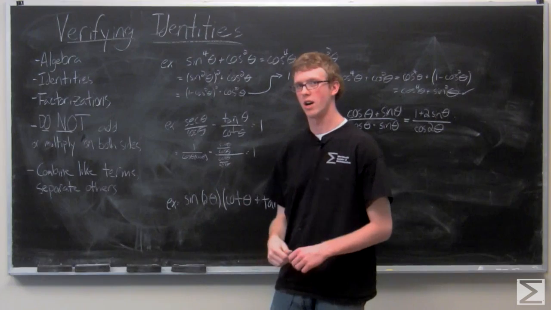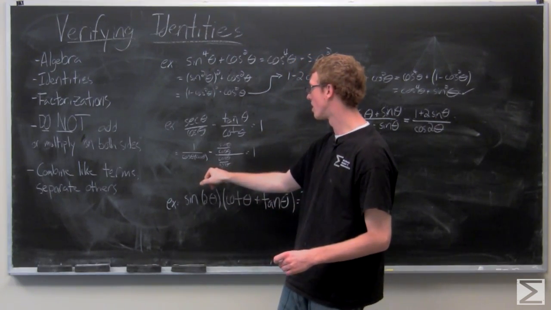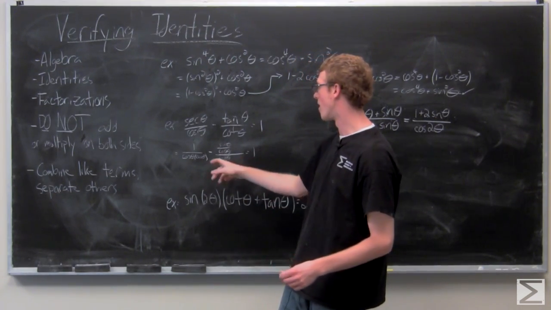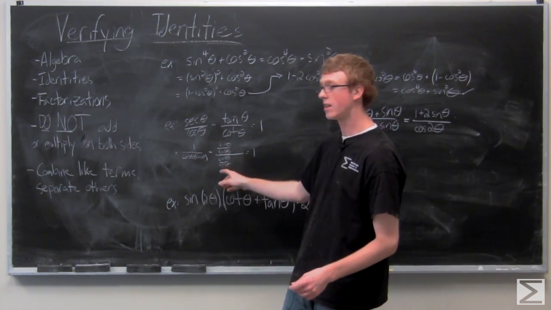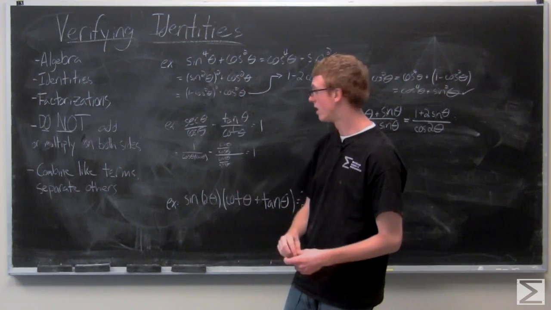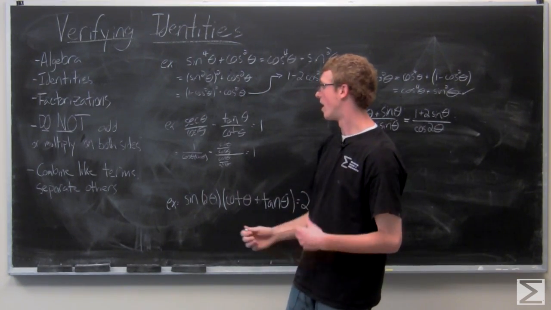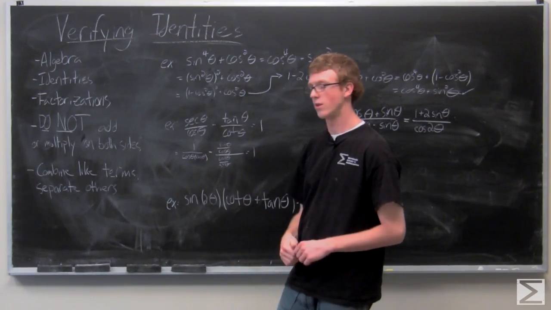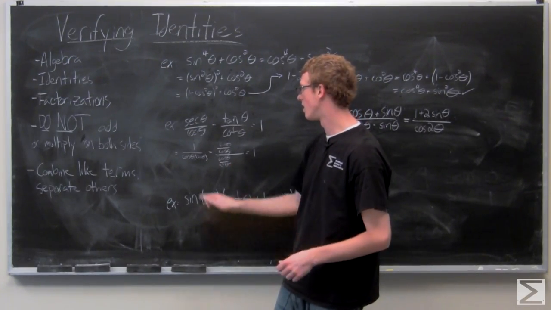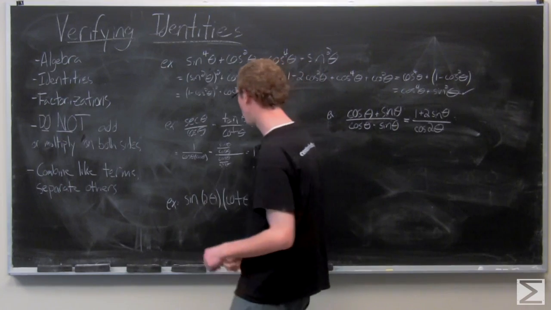So we're going to have 1 over cosine squared theta equal minus sine theta over cosine theta all over cosine theta. Sine theta equals 1. Now we're going to go ahead and change these terms up. This is going to be sine squared theta over cosine squared theta, and this is going to be 1 over cosine squared theta.